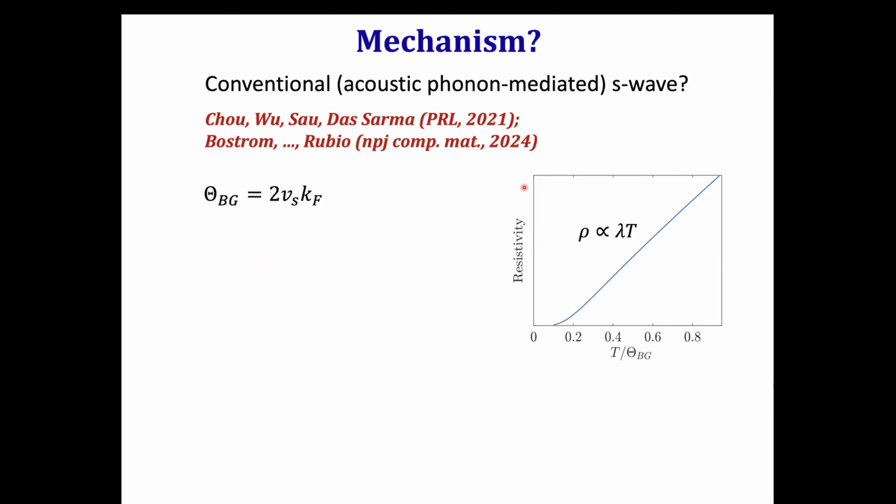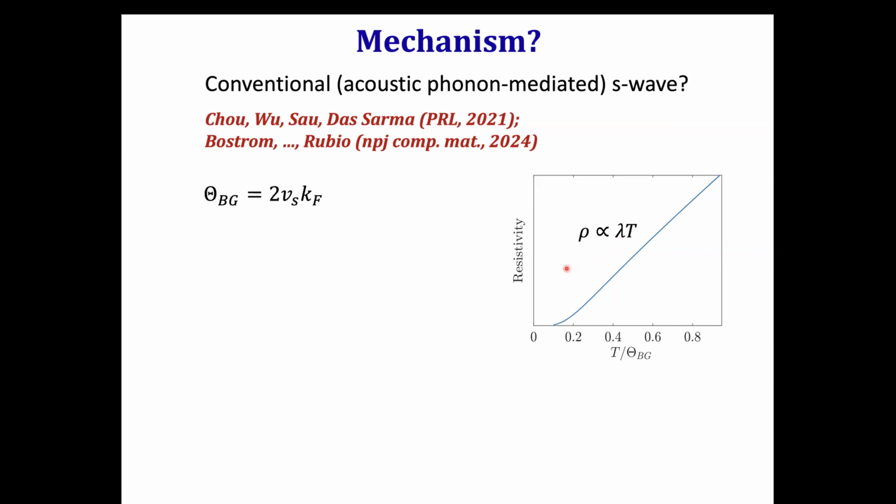This is resistivity. Okay, and in the normal state, so when the temperature exceeds, say, a fifth of theta BG, which in the system should be around maybe 20 Kelvin, you should see a linear in T resistance, and the slope of the resistance is just proportional to lambda, which is the dimensionless electron-phonon coupling in the system.